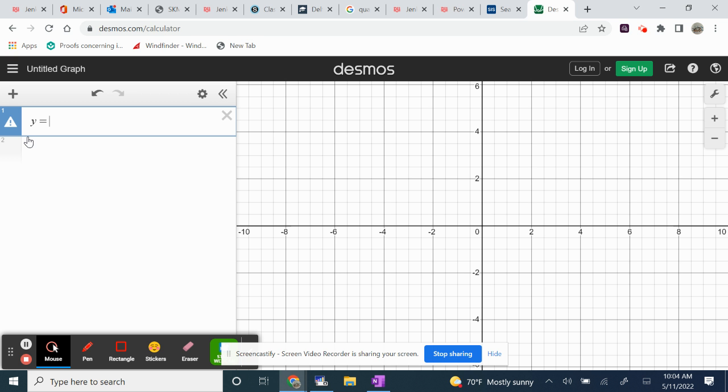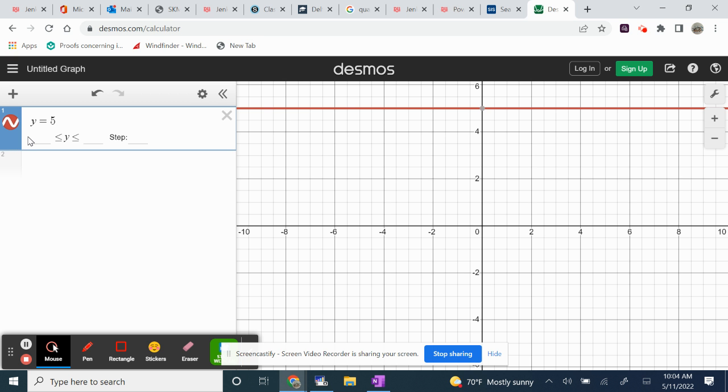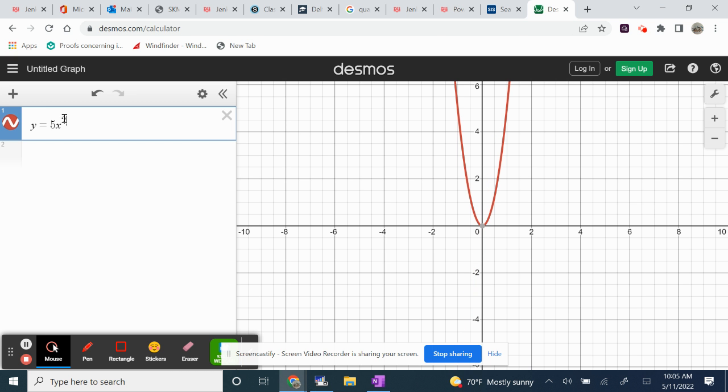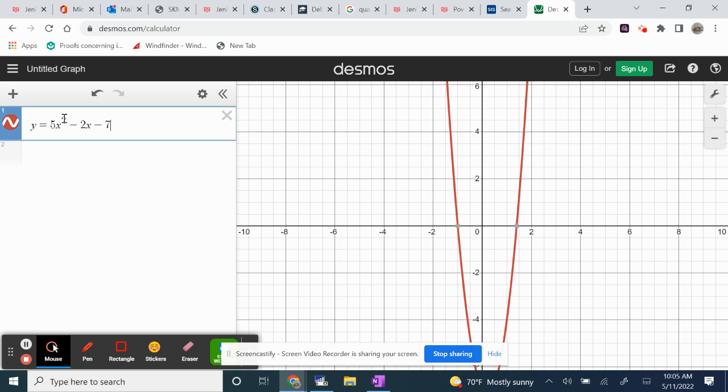So 5. You could even do k. Let me move this. Actually, I can just do it on my keypad. So 5x, and I'll raise it to the... How do I shift it up? Shift 6. Squared, right? Right arrow. Go down. What was the next one? Minus 2x. And then minus 7, right? So that's all you have to do.